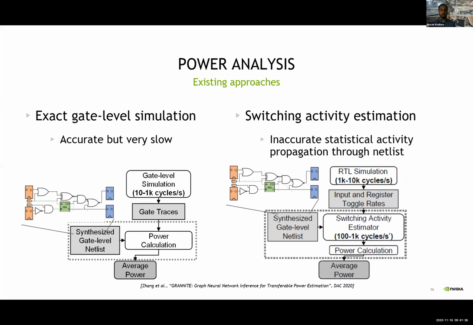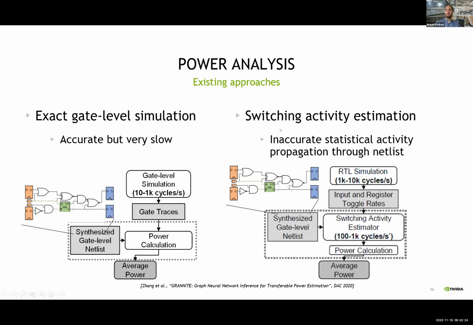So this is work by Yanqing Zheng, who is in our group, who developed an idea called GRANITE, Graph Neural Network Inference for Transferable Power Estimation, published at DAC this year. The problem he's tackling is, typically for power sign-off, we do exact gate level simulation. You run through gate level sim, ideally with delay annotation, take gate traces, and run through a power analysis tool from a commercial vendor. This is highly accurate, about as accurate as you can be, short of running SPICE, pre-tape out, but it's very slow, especially if you have a very large chip or even many large partitions from a large chip.